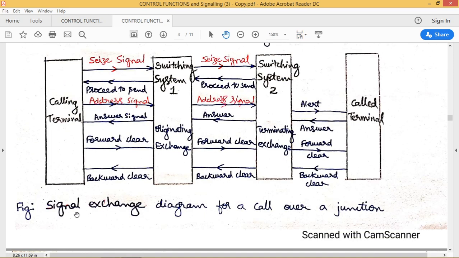As we can see in this figure, this is how signal exchanges take place when a call is being made over a junction. Generally when a call is being made between two exchanges, both exchanges are connected by a number of trunks, or as we call it, a certain number of junctions. So both exchanges are connected. So we are dealing with a call established between end users who are connected to different local exchanges.